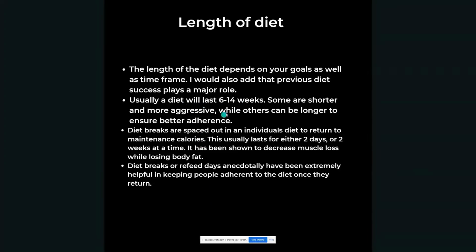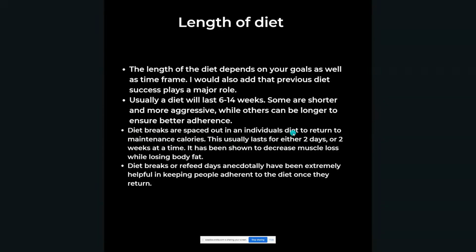So a diet usually lasts 6 to 14 weeks, sometimes longer or shorter. Sometimes you have people who are doing bodybuilding shows, or getting ready for a photo shoot, or maybe they're just doing 6 weeks because they have a vacation coming up, right? So there's a bunch of different styles and lengths of diet, but for the most part, if you're doing a longer diet, you want to include what's known as a diet break, right?